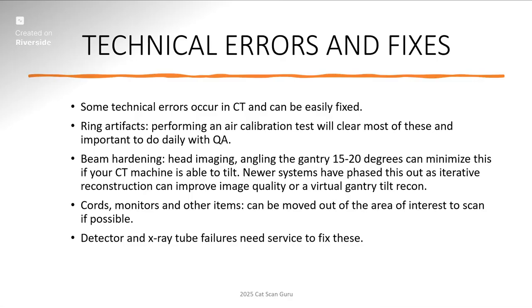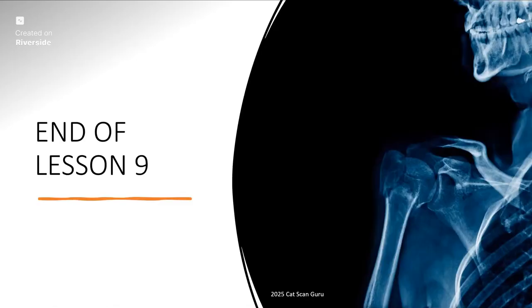Now, when we have detector and tube failures, those are two things we cannot fix. Those are things that need service to fix, because obviously if you have an X-ray tube failure, you're never going to accomplish a scan. The scanner just stops working. Those need immediate attention, because there could be other potential problems behind why there was a tube failure. Okay, so that is the end of lesson 9.